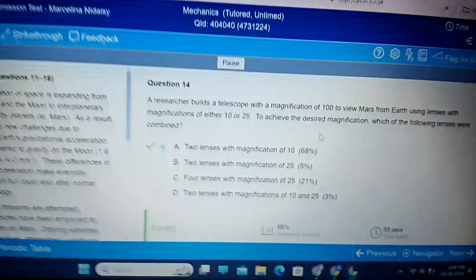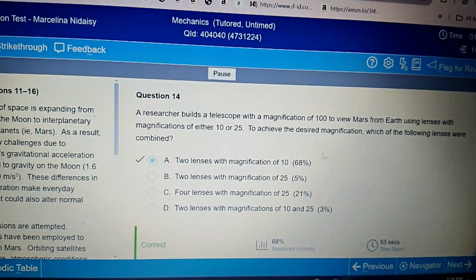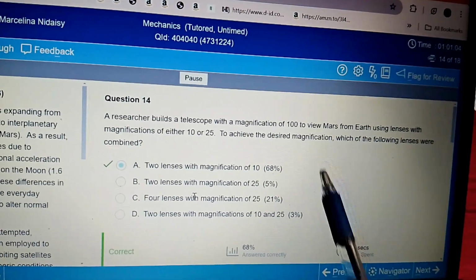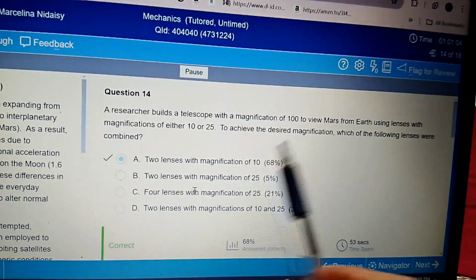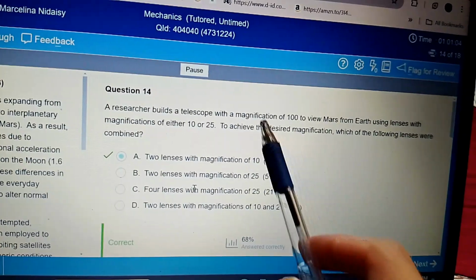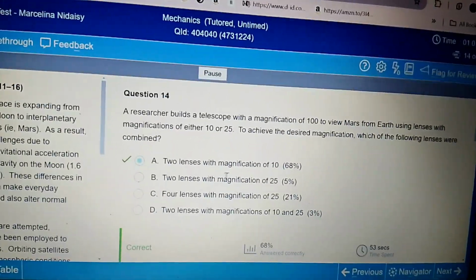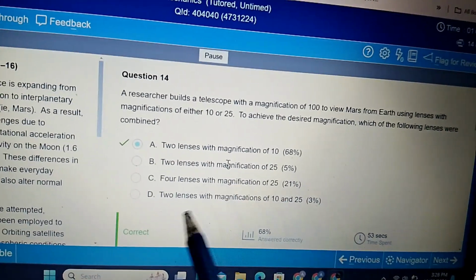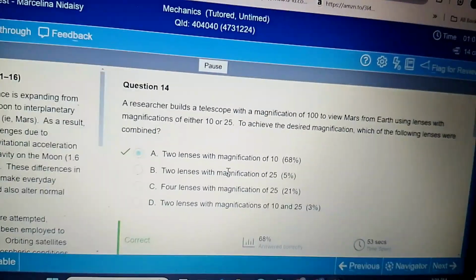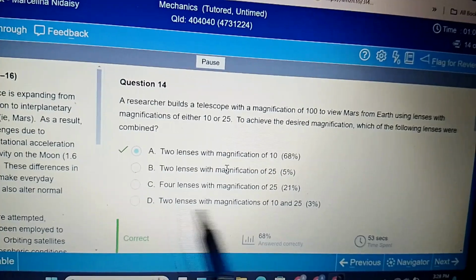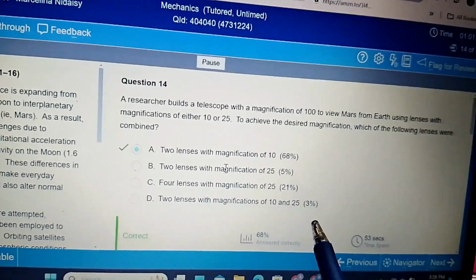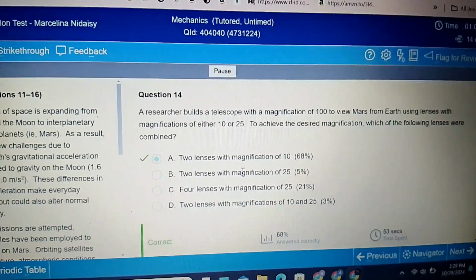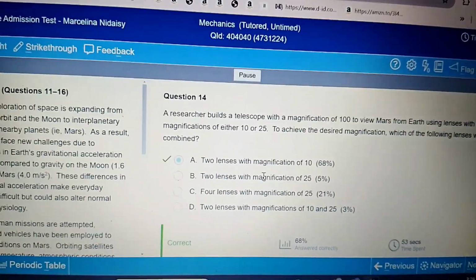If we look at the options, 10 into 10 should be the correct option, because two lenses of 10 into 10 is equal to the desired magnification 100. But if we use the magnification of 25 into 25, it is not 100. Again, four lenses with 25 is not 100. And if we use two lenses with magnification of 10 and 25, it is 250 and not 100. So we have to use the first one, the two lenses with magnification of 10.